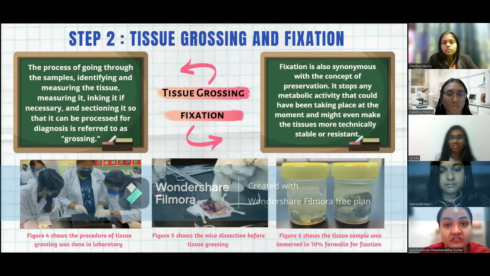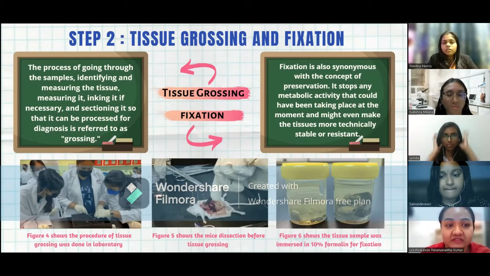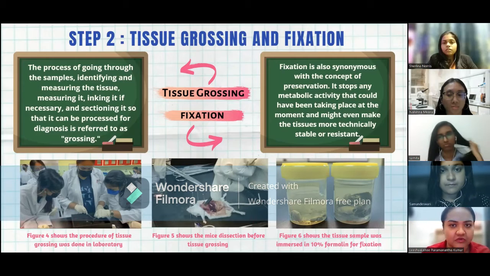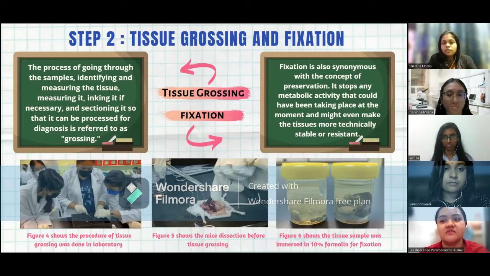The second step is tissue grossing and fixation. The process of going through the sample and identifying and measuring the tissue is tissue grossing, whereas fixation is also synonymous with the concept of preservation. It stops any metabolic activity that could take place in the tissue.